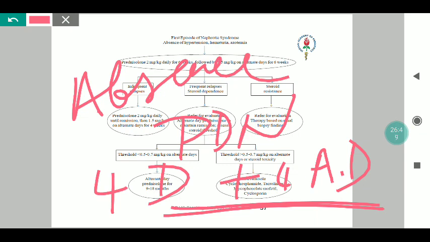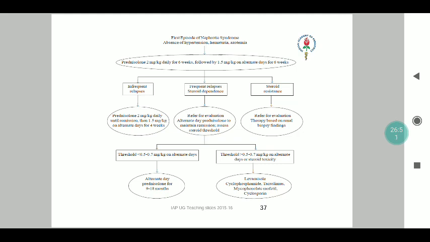Steroid dependence versus steroid resistance, a simple way to keep in mind. Steroid dependence: as long as a child is on steroids, the child is in remission. You take out the steroid, the child goes in for relapse. Number 2, if the child is steroid resistant, as long as the child is being treated, despite that the child has never gone into remission. That is nothing but steroid resistance.